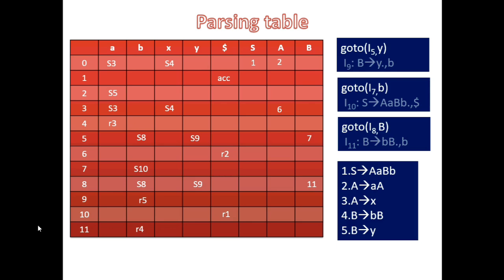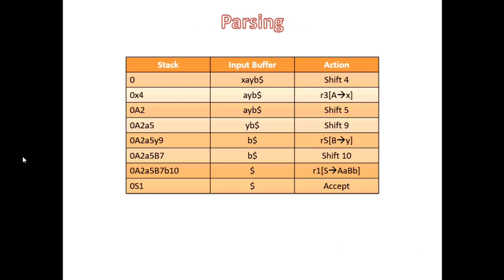Now we take a parsing string called XA, YB, dollar. Initially we start from the stack with 0. Now 0 comma X results in S4, that is called shift 4. When it is shift, we have to push one element from the input buffer to the stack. Then we push the 4 inside the stack here. So X has been pushed inside the stack. Then the corresponding shift 4 number is also pushed. So you get 0X4.